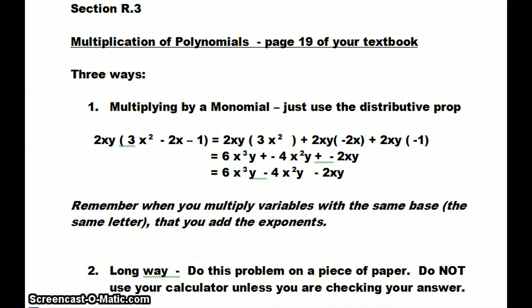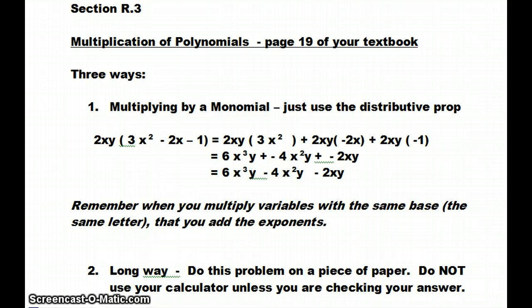So when we use the distributive property, we multiply the term that's on the outside times each one of the terms inside. That means we're going to have three multiplications. On the right-hand side, I've written that out for you. So you can see that it's 2xy times 3x to the second plus 2xy times the negative 2x, and thirdly, 2xy times the negative 1. However many terms that you have inside the parentheses is the number of multiplications that you'll have. Then we go and we process each one of the multiplications separately.